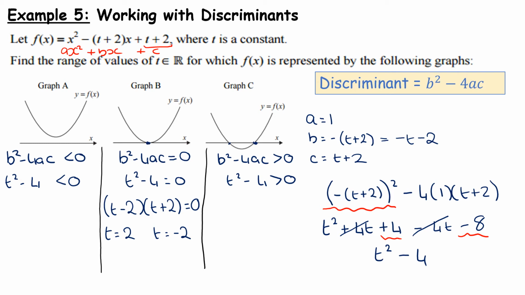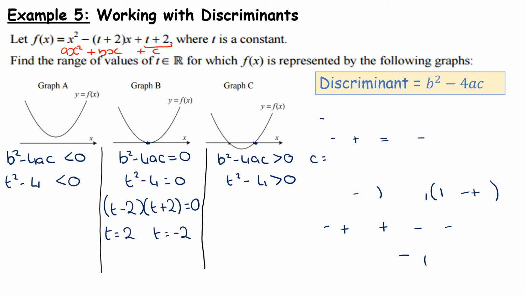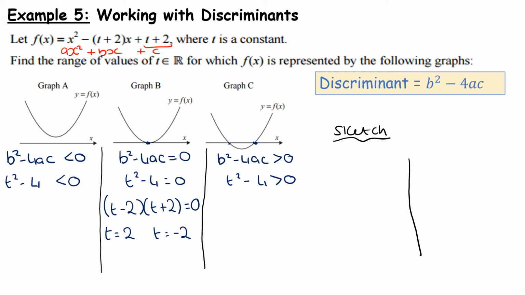Now, for graph A and graph C, we're going to use those and we're going to find the correct inequality answers. So for both of them, they'll need a sketch. So let me clear some room here and we'll do a sketch of the quadratic with those two roots. So I have a positive quadratic. So here's my sketch. One of the roots is 2 and one of the roots is -2. So there's my -2 and my 2.